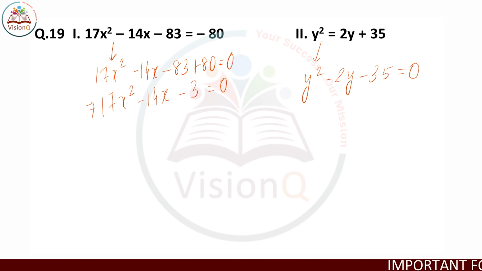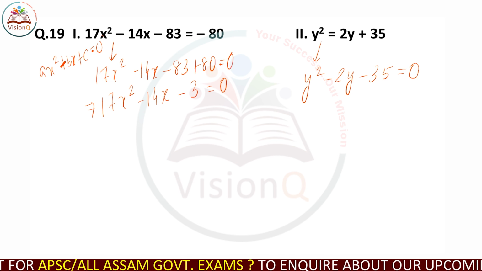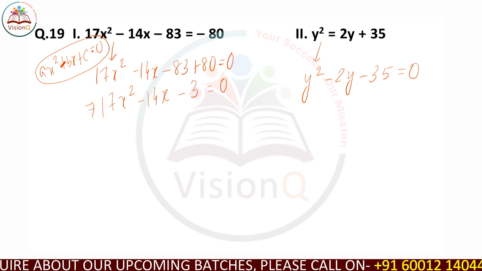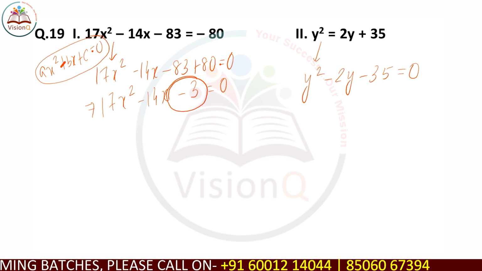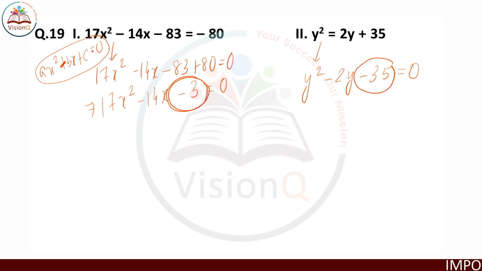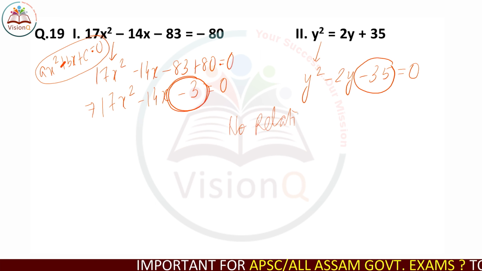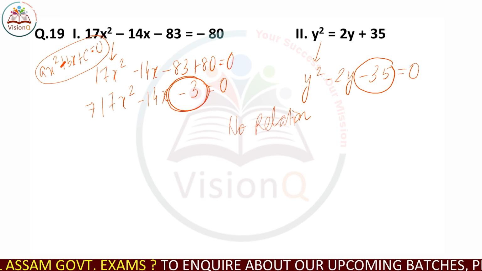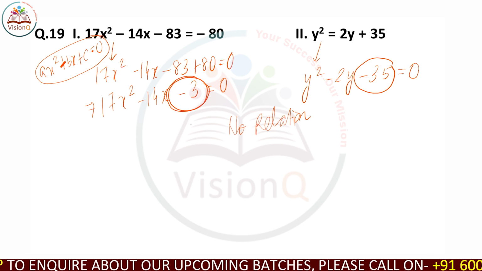y square minus 2y minus 35 equal to 0. Because always in the first step, before solving any equation, your aim is to convert to the form ax square plus bx plus c equal to 0. Now after converting both the equations, you can see clearly that the value of c is negative: c is minus 3 in the first equation and minus 35 in the second equation. So if c is negative in both the quadratic equations, the answer is always no relation. You don't need to find the values of x and y and then compare. You can give the answer just by seeing the signs of c. If c is negative in both the equations, the answer is always option A, that is no relation.